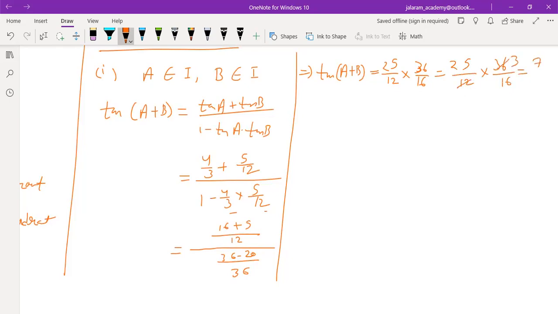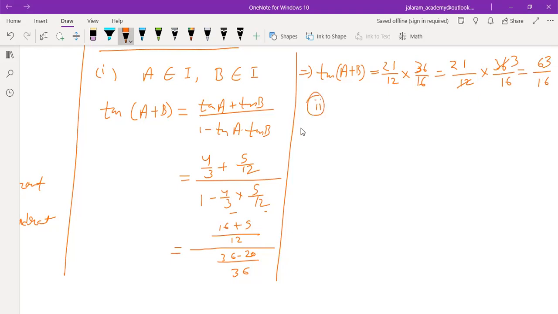So the answer is 75 by 16. It is 21 actually, not 25. So the answer is 63 by 16.